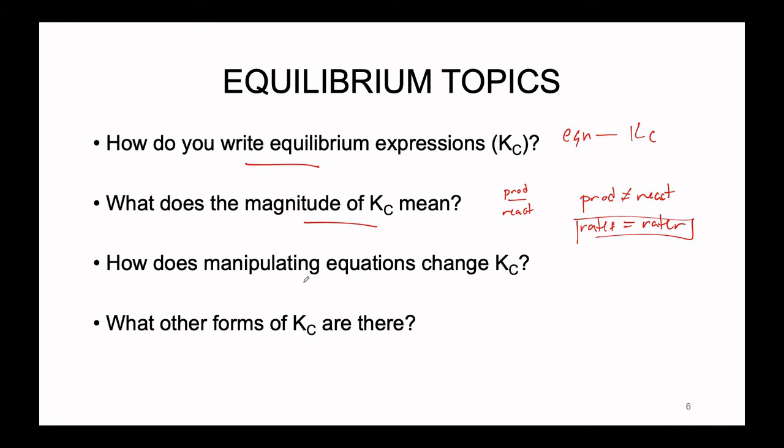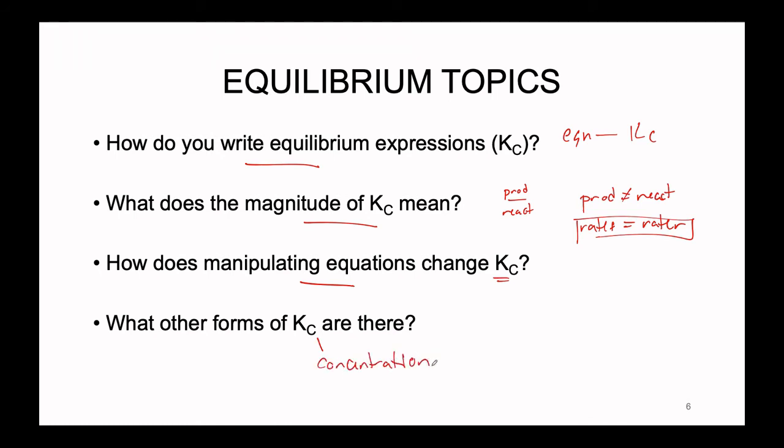We're going to talk about how if you manipulate a chemical equation, that's going to change the value of your equilibrium constant. For instance, if you add two reactions together, or if you swap it, so reactants become products and products become reactants, how does its Kc change? And also, what other forms of equilibrium are there? Because we have the equilibrium constant as dependent on our variable right now, C, being concentration.